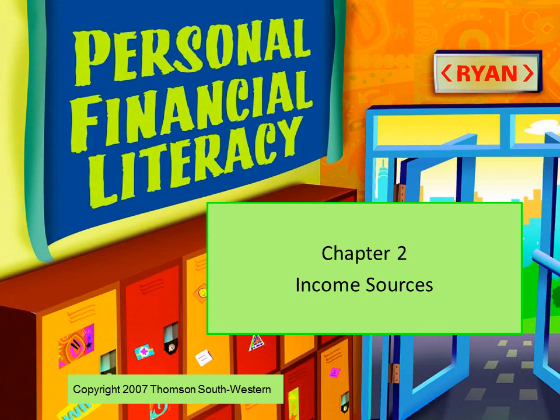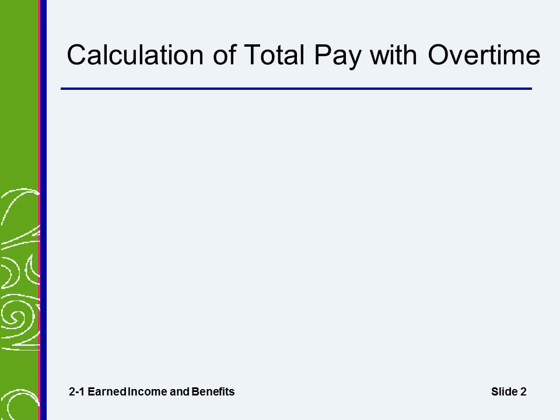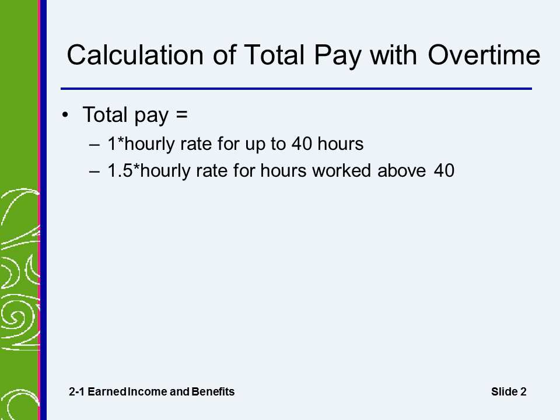This week we will be covering Chapter 2, Income Sources. We are going to take a look at some of the math that you use for calculating your salaries. One of the things that you will have to learn how to do is calculate your total pay when you work overtime. Your total pay, usually for a regular rate, is your normal hourly rate for 40 hours.